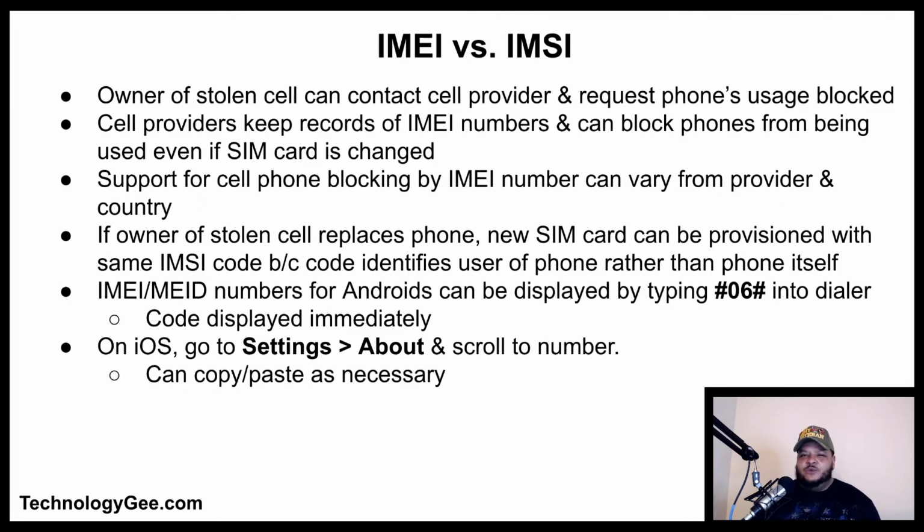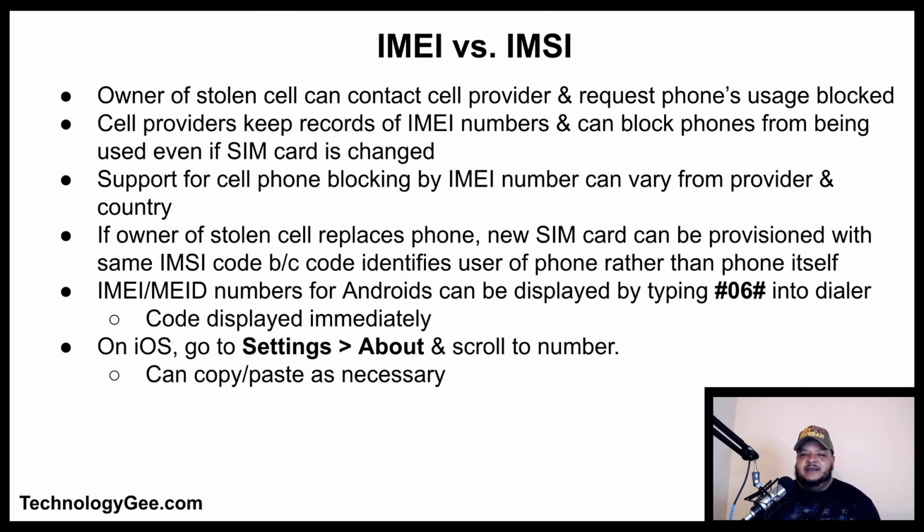Cell phone providers keep records of IMEI numbers and can block phones from being used even if their SIM card is changed. Support for cell phone blocking by IMEI number can vary from provider to provider and from country to country. If the owner of a stolen cell phone replaces the phone, the new SIM card can be provisioned with the same IMSI code because the code identifies the user of the phone rather than the phone itself.